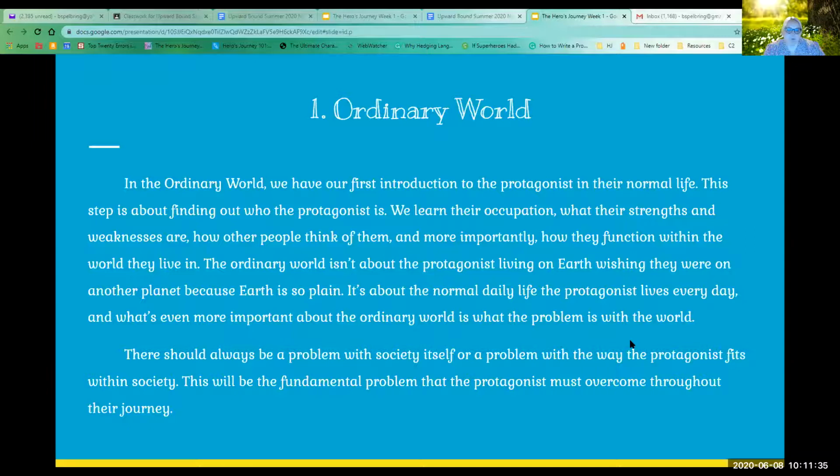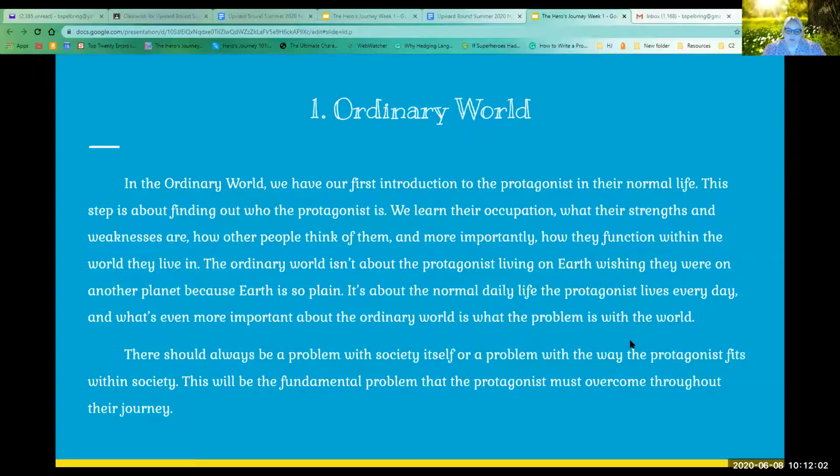So this step is about finding out who the protagonist is, who his friends are or her friends are. What is their family life like? Everything about them, right? Their occupation, their strengths, their weaknesses. What other people think of them. More importantly, how they function within the world they live in. And what people think of them could be really important if you choose an anti-hero.